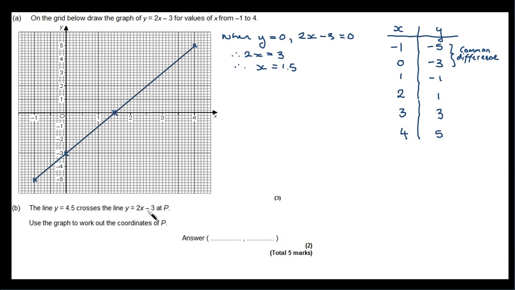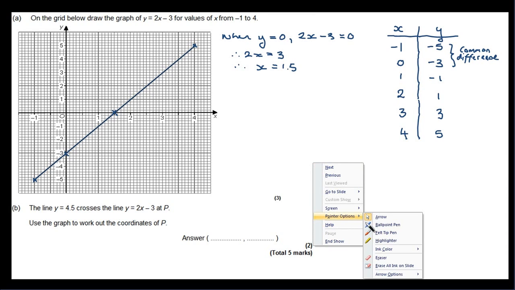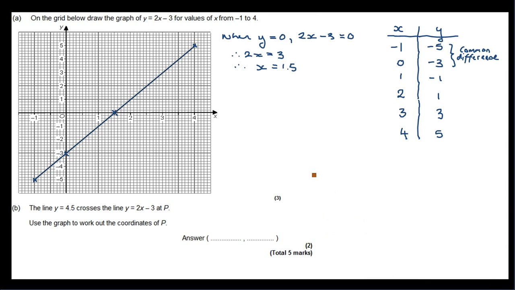Now part B is quite interesting. The line y equals 4.5 crosses the line y equals 2x minus 3 at the point P. So where's the line y equals 4.5? Well, let me just change ink colour here. 4.5 on the y-axis is between 4 and 5, must be here. So I can plot that point here, and everywhere along here parallel to the x-axis the value of y is also going to be 4.5. So all along the line here.